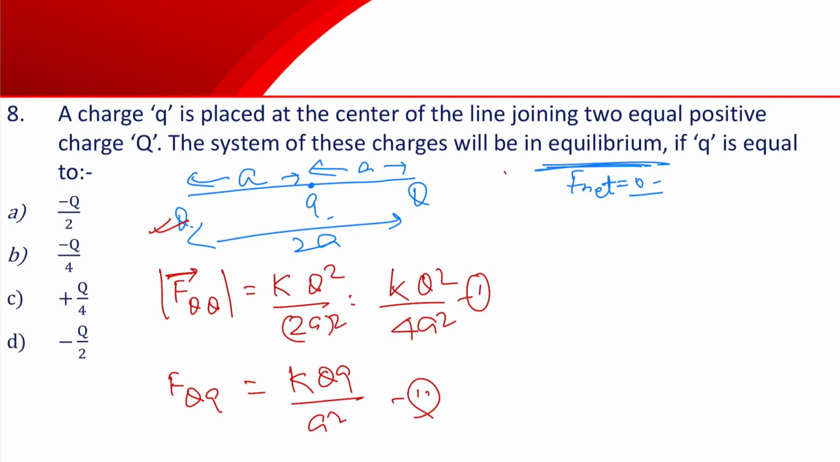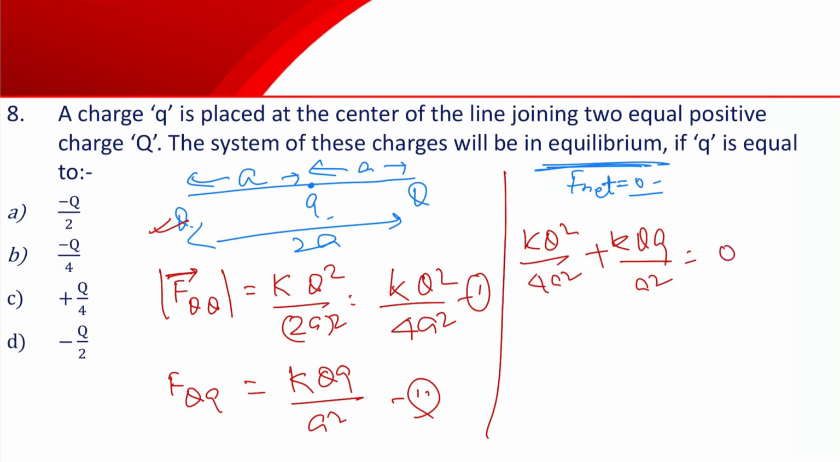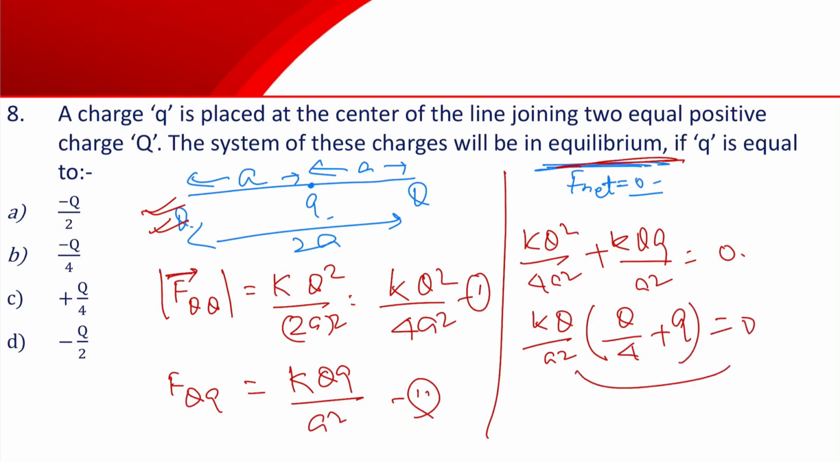Okay, so net force will be 0. So let us add these two forces. So it is K Qq by 4a square plus K Qq by a square, that will be equals to 0, because it is in equilibrium, means net force on this capital Q will be 0. If you take here K Q by a square as common, then we can write here q by 4 plus Q, that will be equals to 0. If we take this to this side, then we can write q by 4 plus Q equals to 0. This will imply q equals to minus Q by 4. So option B is correct, minus Q by 4.